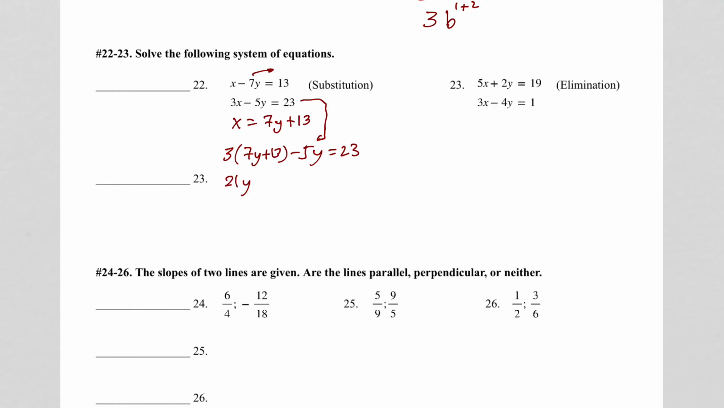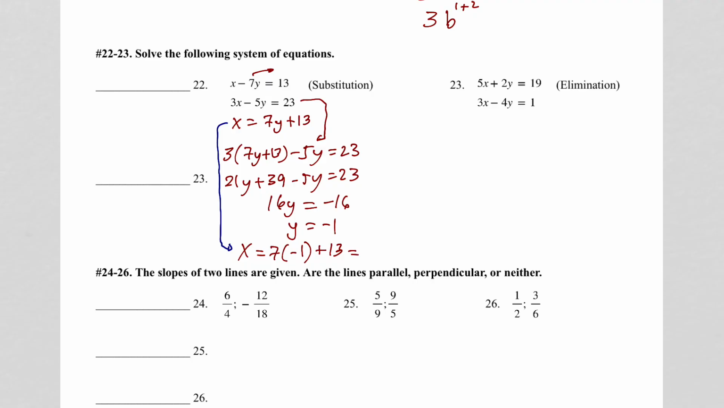So we have 21y plus 39 minus 5y equals 23. 21 minus 5 is 16. And 23 minus 39 is negative 16. So y is equal to negative 1. Then I'm going to take that and plug it in here where I've already solved for x to get y. So x is 7 times negative 1 plus 13, which is negative 7 plus 13, or 6. So my ordered pair, x comes first, and then the y.